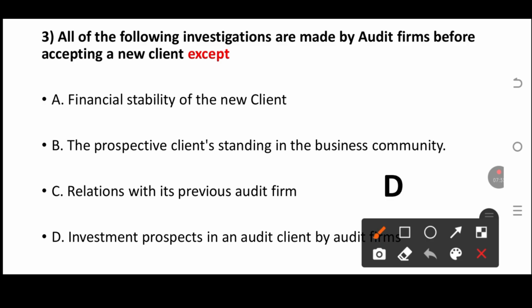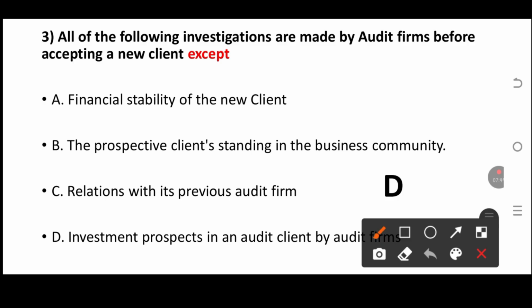Another is also the previous audit firm: what was the relationship? So the customer which comes to the current firm should be checked about its previous relationships with auditing firms.